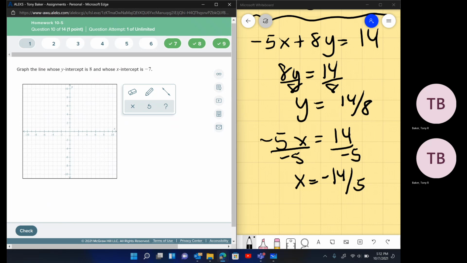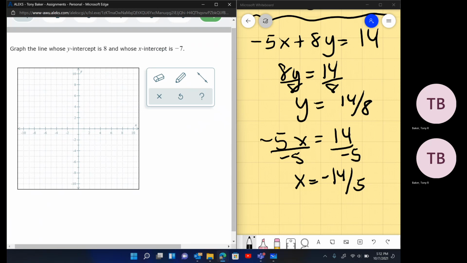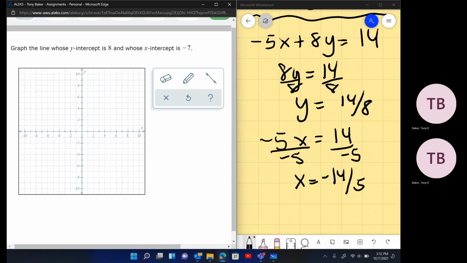All right, so in this one, we look back at number 7, remember they gave us the x and the y-intercept and the line was going through it. When we're doing this one, all we're going to do is graph it. So it says my y-intercept is 8. So I'm going to put a point at 8. My x-intercept is at -7. So I'm going to put a point at -7 and connect my dots.